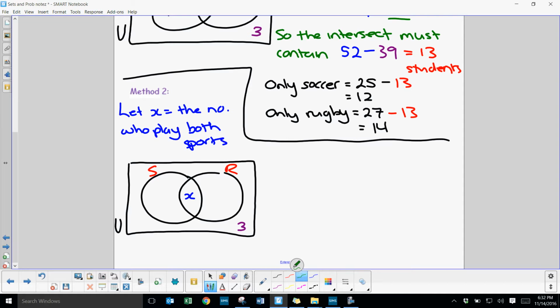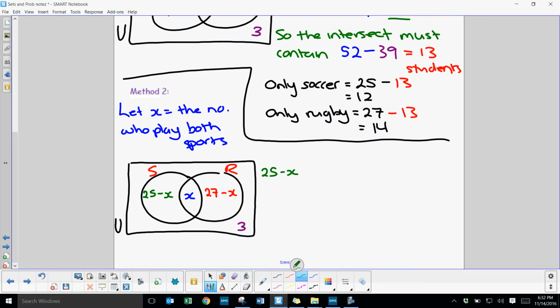We know that there's 25 in total that play soccer, so soccer only must be 25 minus x. And over on the right, we know there's 27 that play rugby in total, so rugby only must be similarly 27 minus x. And we know all of these expressions must add up to the total, which the question says is 42 girls. So let's add these all together.